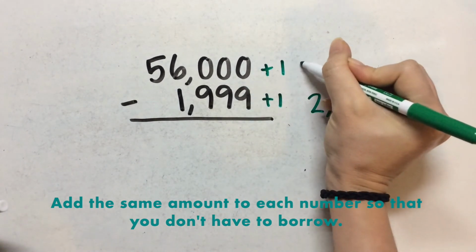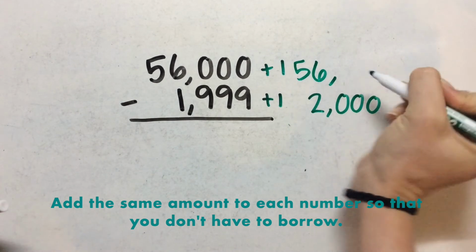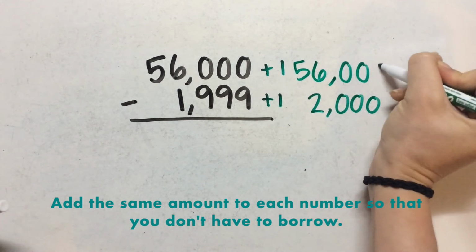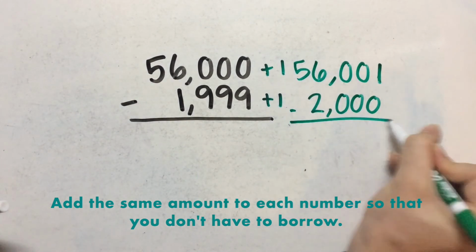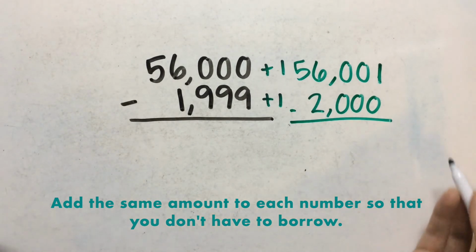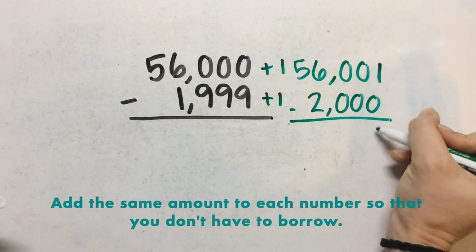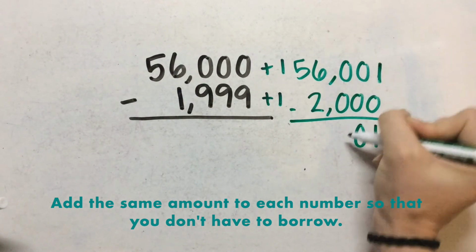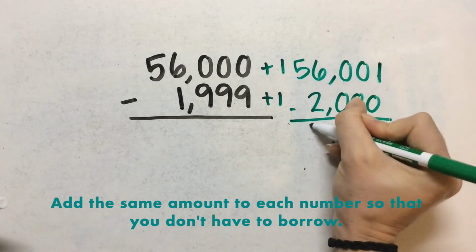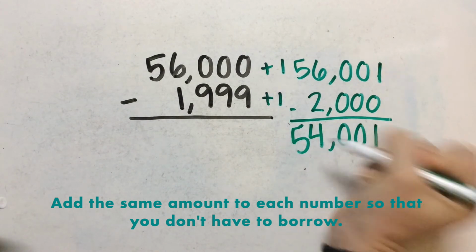And this number is 56,001. And if we subtract, we'll get the same answer. Okay, so if I subtract here, 1 minus 0 is 1, 0, 0, 4, and 5.